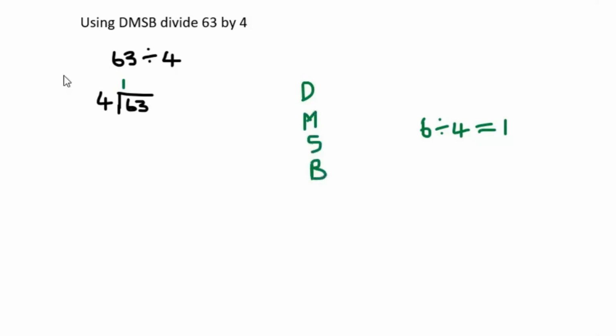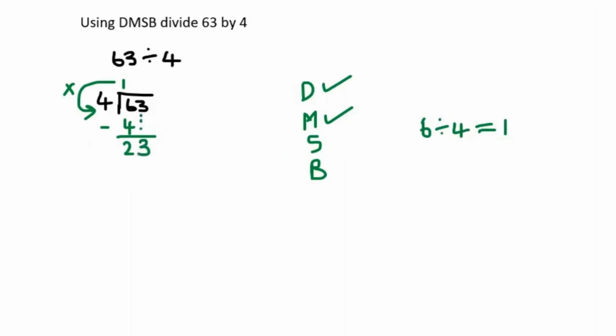So 6 divided by 4 is 1. We've completed the division step. Now let us multiply 1 by 4. And what is 1 multiplied by 4? It is 4. So we've completed the multiplication step. Now let's subtract. We're subtracting this 6 and the 4. So 6 minus 4 is 2. And then we bring down this 3.